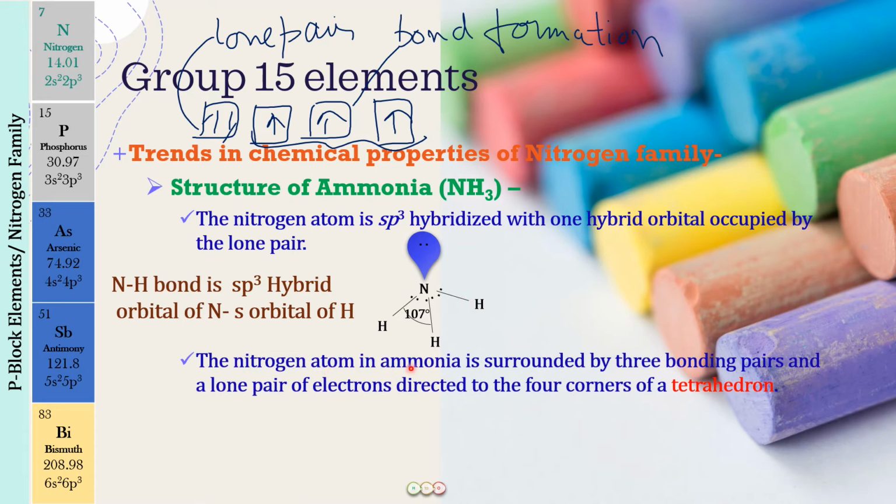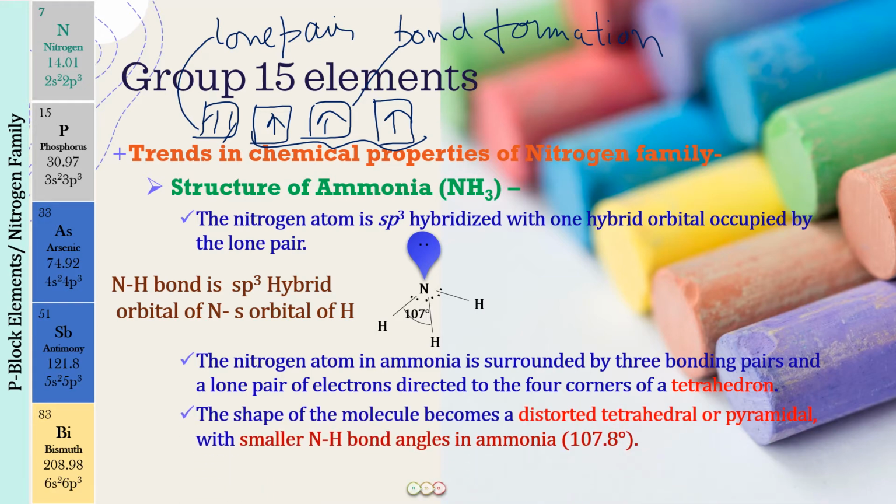So the nitrogen atom in ammonia is surrounded by 3 bonded pairs and 1 lone pair directed towards the 4 corners of a tetrahedron. So what geometry is it? It is a tetrahedral geometry. Okay, and what about the shape of the molecule? Well, the shape is a distorted tetrahedral or a pyramidal shape. Why? Because of the presence of a lone pair. Had it been all bonded pairs of electrons, the shape would have been tetrahedral.